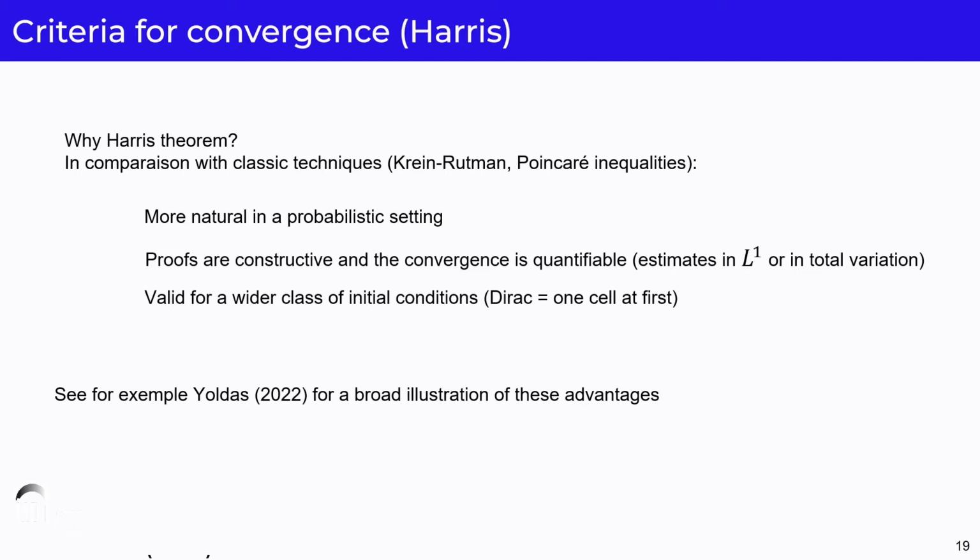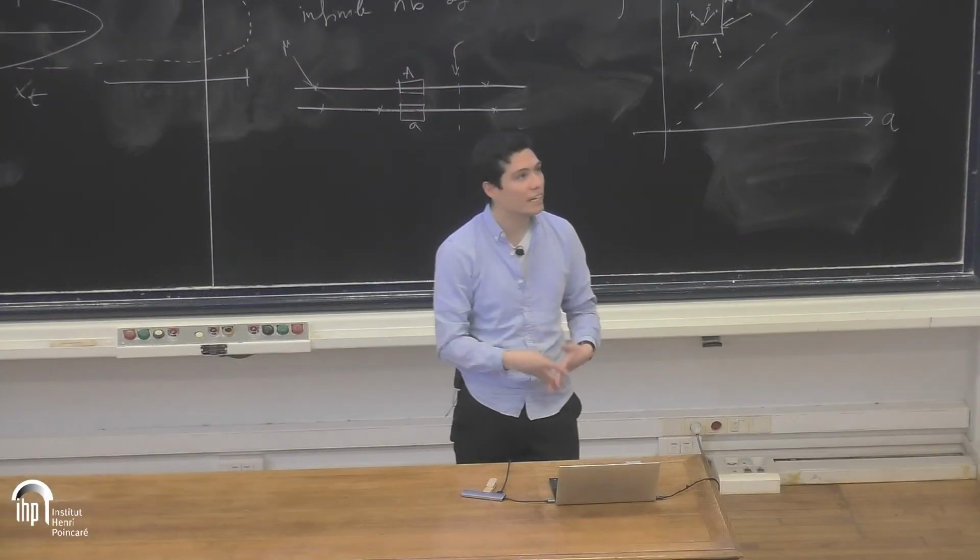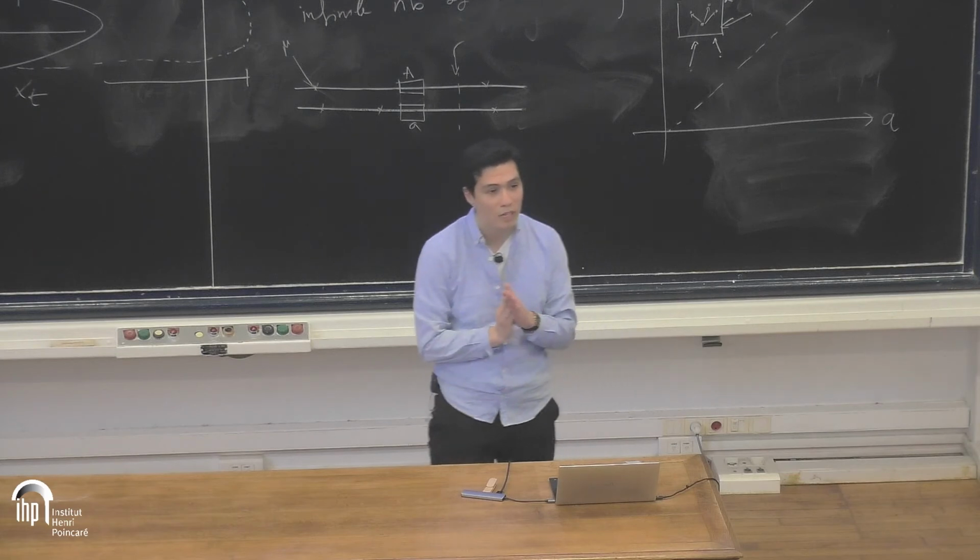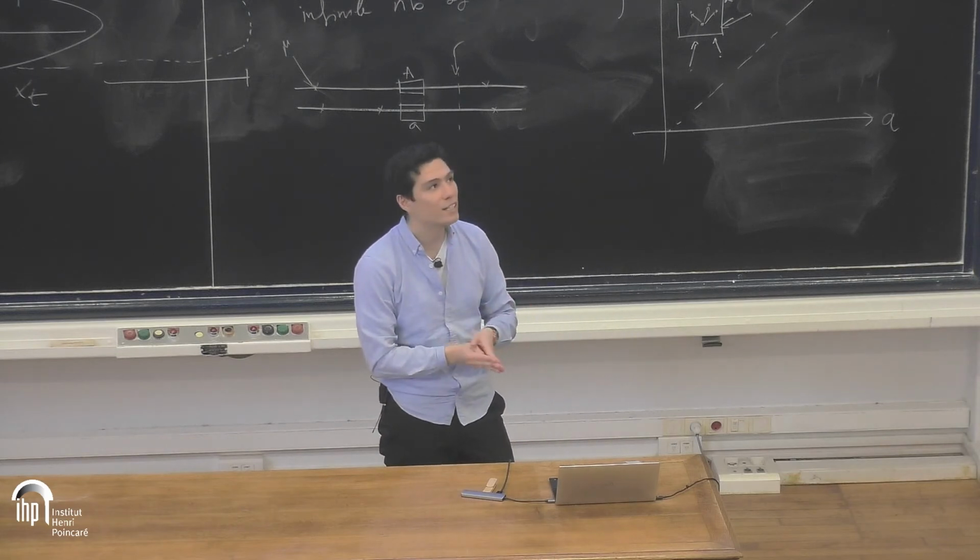So a little comment on why you use Harris's theorem. Since we're trying to deal with the probabilistic setting, the idea is that we have microscopic data and we want to relate that with the macroscopic data. It is a much more natural setting when we start with a microscopic process. We're going to see, not in much detail because it's fairly technical, that the proofs are constructive and the convergence is quantifiable.